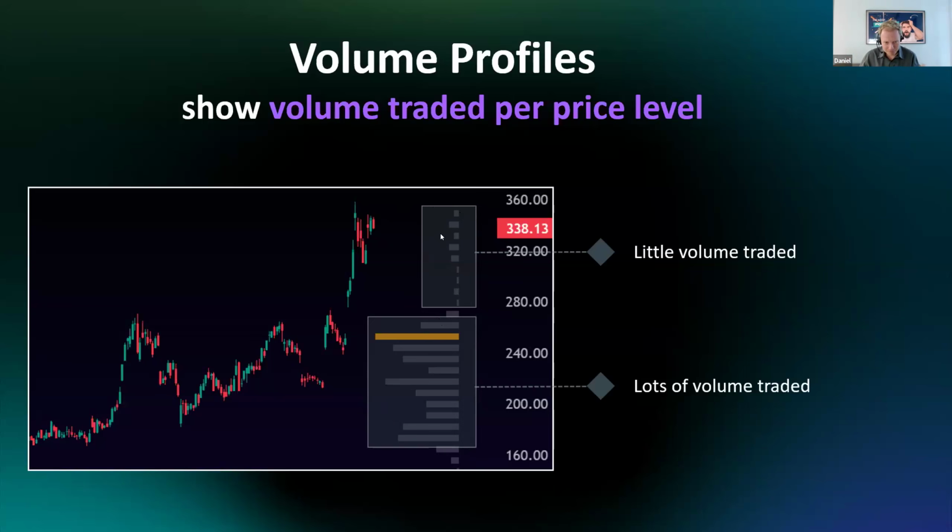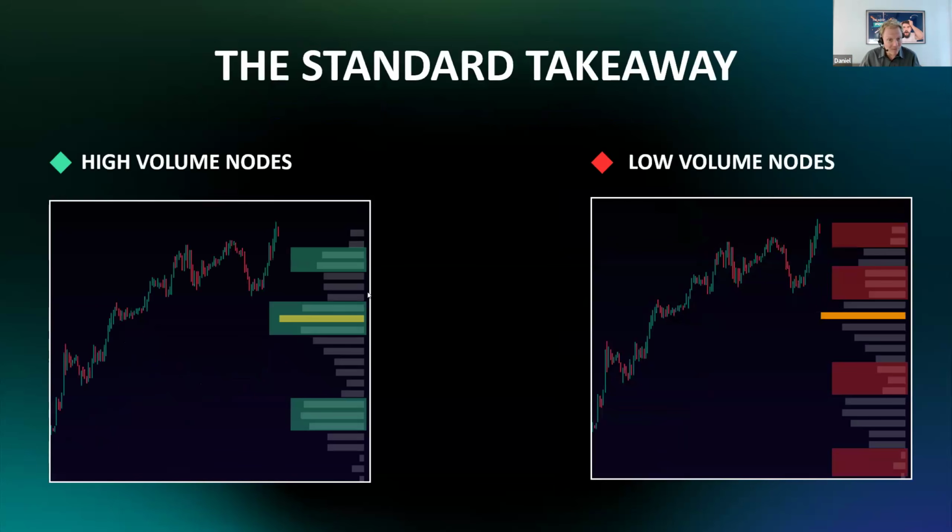And if you want to sum this up, you can even identify what we call high volume nodes, smaller areas where there's a lot of trading intention, a lot of volume, or low volume nodes where these bars are smaller. Keep this in mind because this concept will become important. Okay, so you can find these areas.